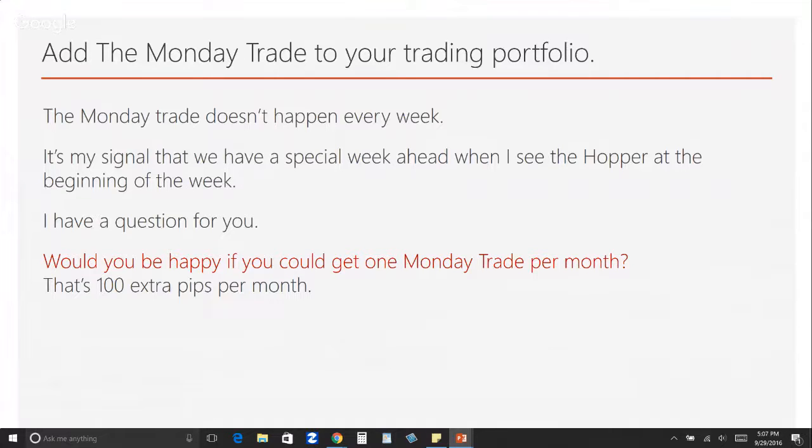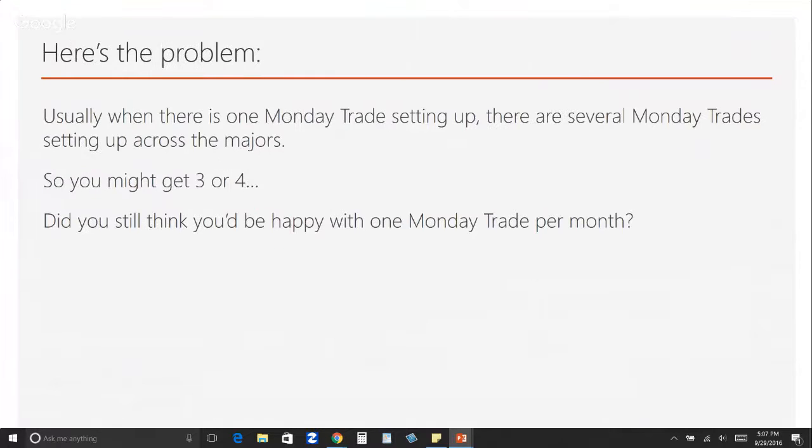So I have a question for you. Would you be happy if you could get one Monday trade per month? Just think about that. That's 100 extra pips per month just for taking the hopper on Mondays. I mean, that's a trading strategy right there all by itself. And I actually have some clients that don't take anything else except for the Monday trades. Well, there is a problem.